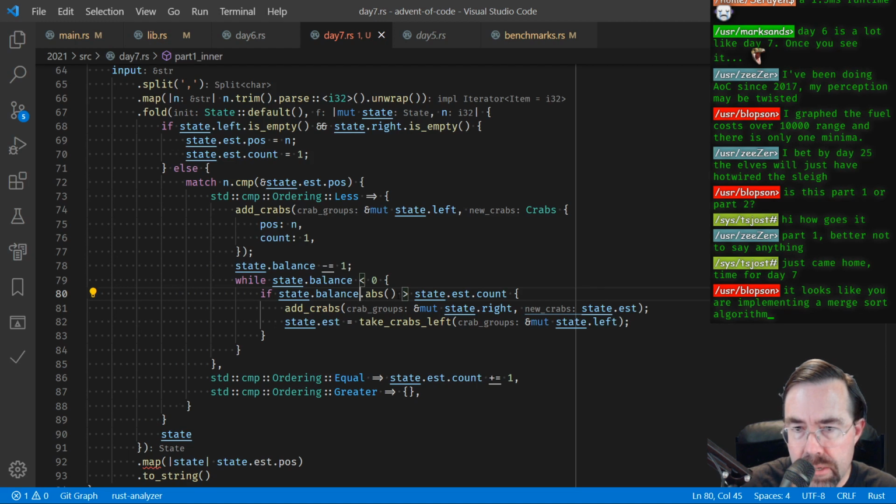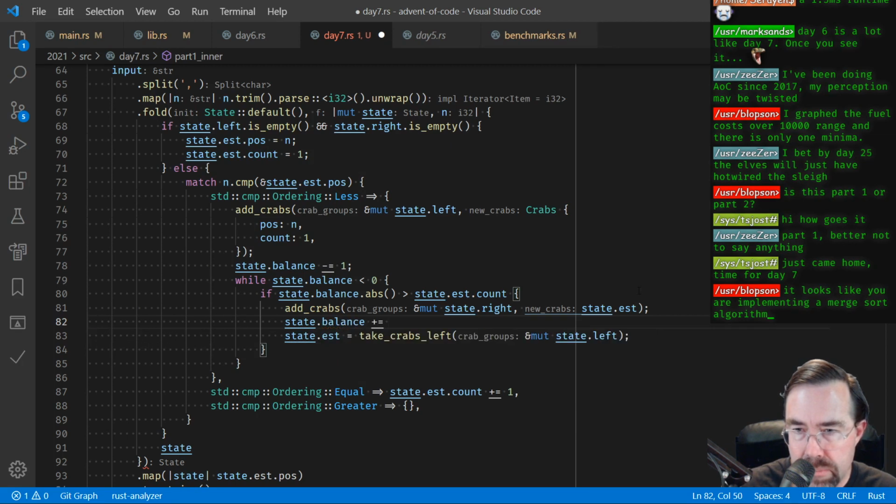Yeah, so if the balance is shifted too far to the left, then we take the current estimate and put it onto the right, and then the estimate has to become the one we took off the left. And then I need to adjust the balance here, right? So I guess I can do it in 2 steps.